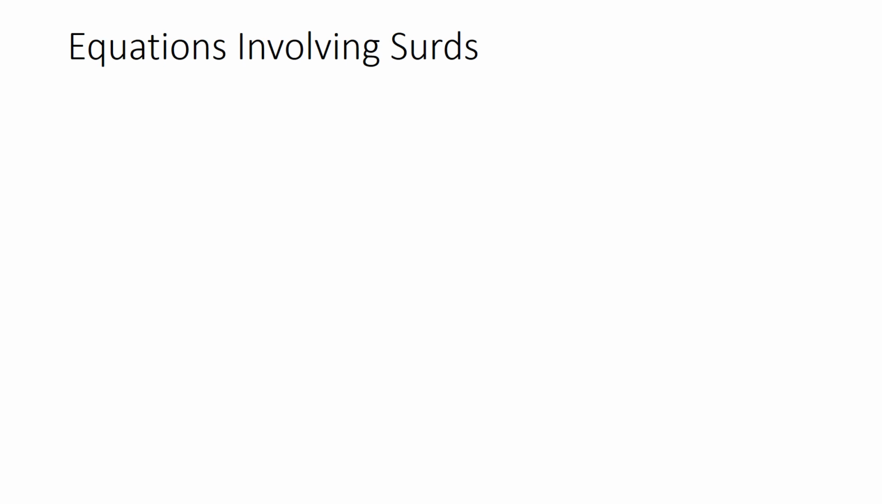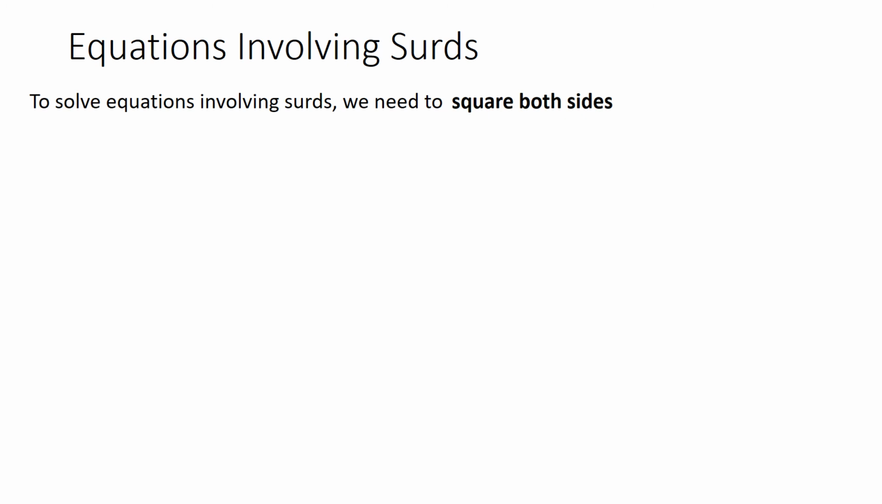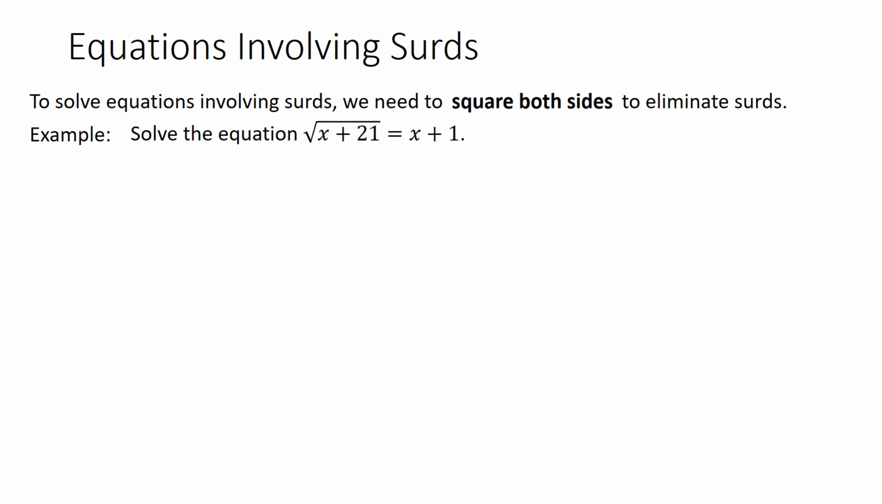Equations involving surds. To solve equations involving surds, we need to square both sides to eliminate surds. Example, solve the equation √(x plus 21) equals x plus 1. The solution for this example is this.